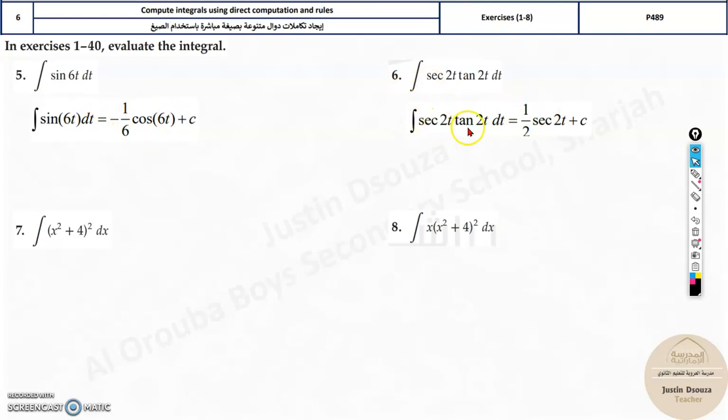Now, what about the secant and tan? You know the secant and tan formula is just secant, right? So all you need to do is, the a value is 2. It should be same. So it will be 1 by 2 secant 2t plus c. And similarly, you can solve the others. Over here, you can directly use the square formula and you can solve.